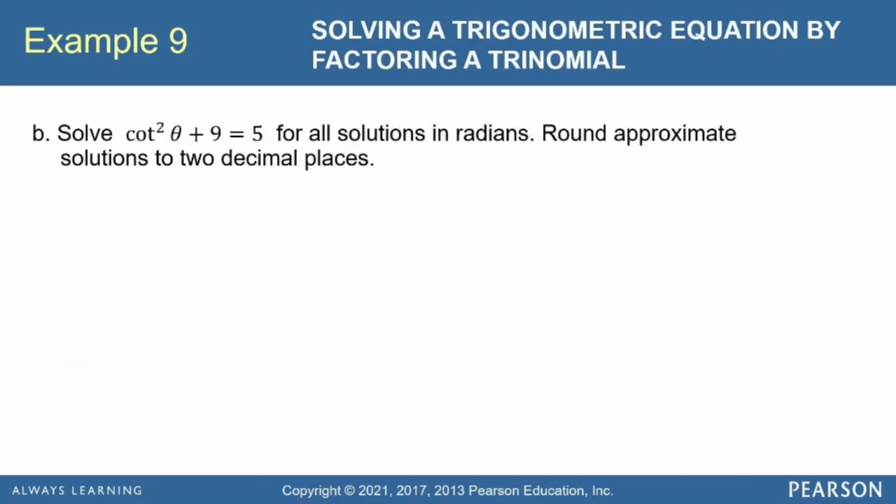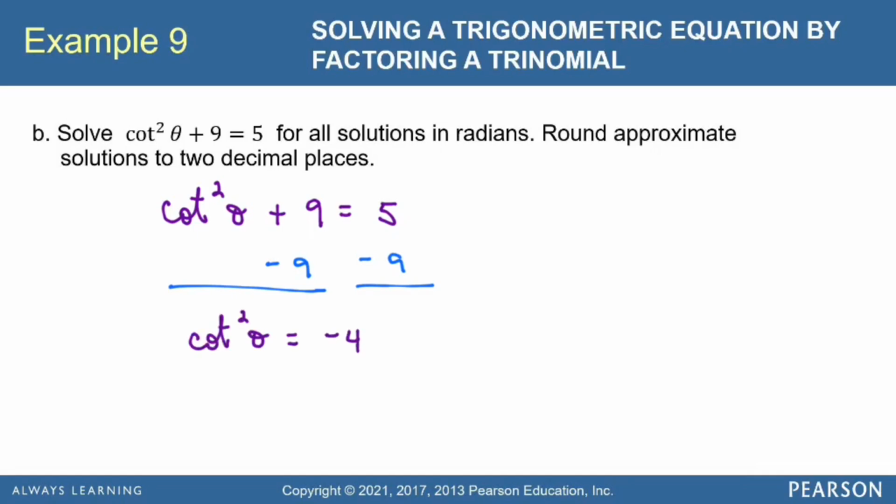Now let's look at part B of example 9, and it says solve cotangent squared theta plus 9 equals 5 for all solutions in radians. Round approximate solutions to 2 decimal places. So again, here we have a squared function, but this time there's not another term that contains a trig function. So let's solve this one using the square root property, which you might remember from algebra. So to use the square root property, we isolate the squared term, and so we'll do minus 9 on both sides of the equal mark, and that will give us cotangent squared theta equals negative 4.